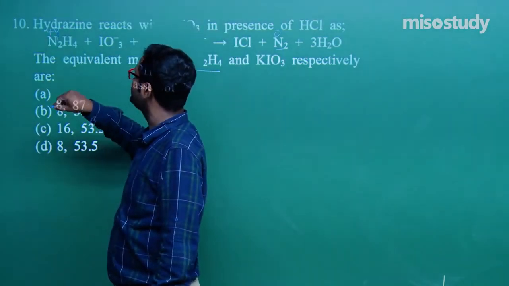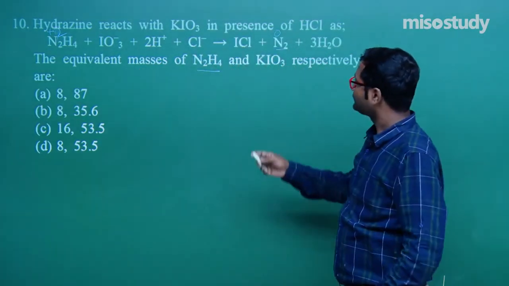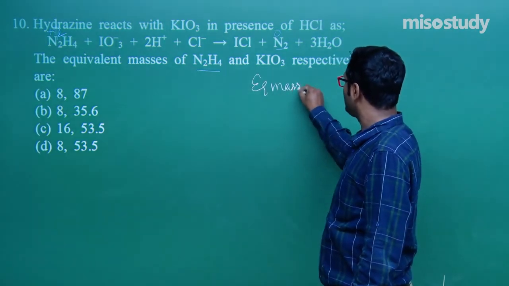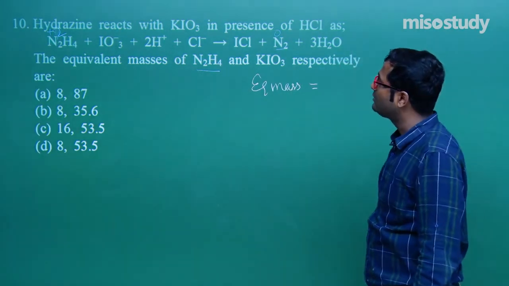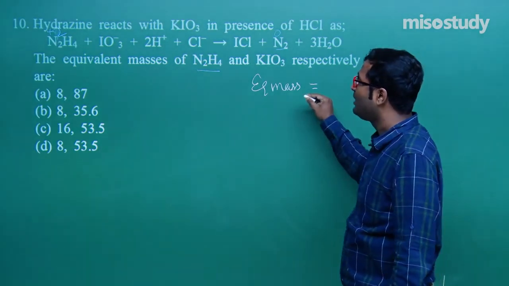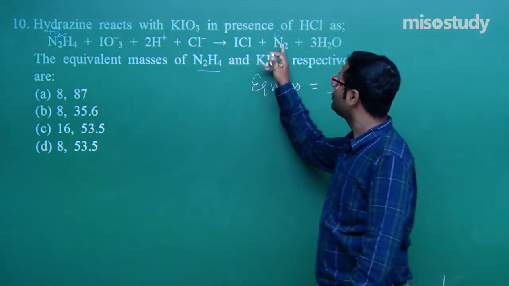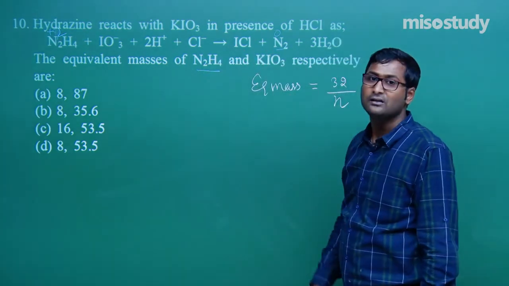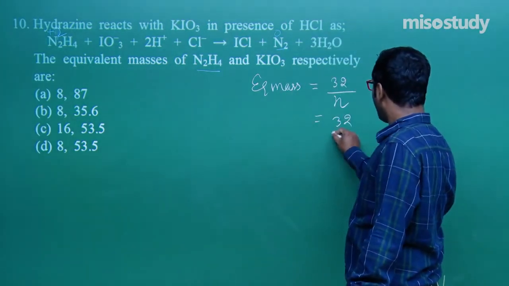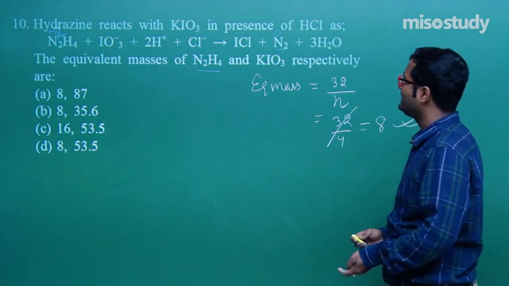here the oxidation state is -2. Now the equivalent mass of N2H4, as we know, is equal to molecular mass of N2H4 upon n. What is the molecular mass of N2H4? Tell me. That is 2 into 14, 28 plus 4, that is 32, upon n. n is the change in oxidation state, -2 to 0. 2 nitrogens here, total change in oxidation state 2 into 2, that is 4. So 32 upon 4 is equal to 8. So the equivalent mass of N2H4 is 8, clear?